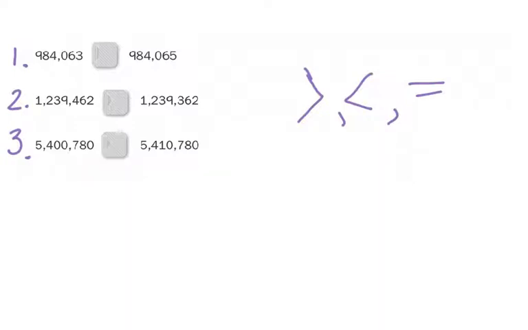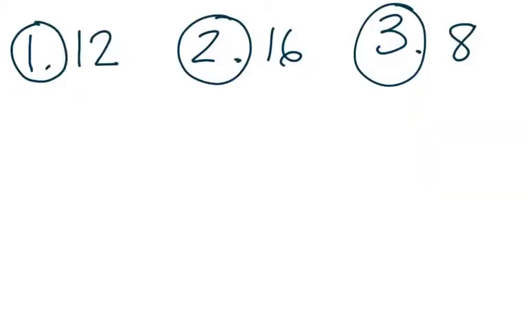Number 1, the first number that is different is in the ones place. So this number is less than. In number 2, the first number that's different is hundreds. It's greater than. The next one is in the 10,000s. Less than. Go ahead and erase your whiteboard.